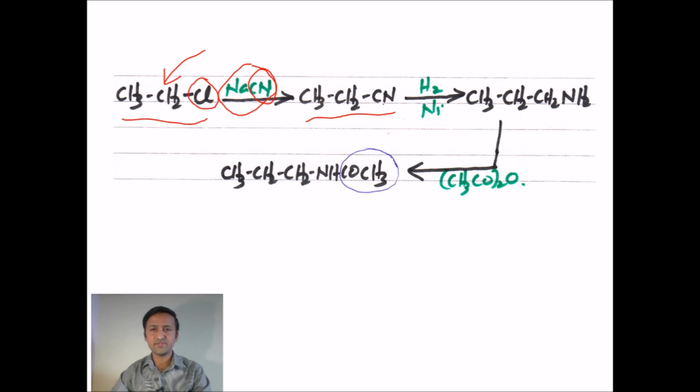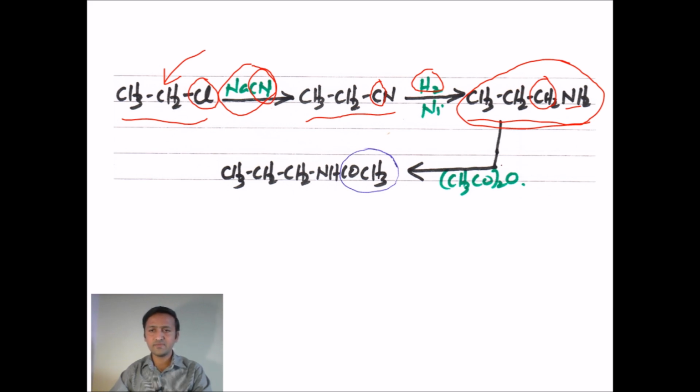Once we get this nitrile, the next step is catalytic hydrogenation, passing hydrogen gas in the presence of nickel. Catalytic hydrogenation of cyanides will form amines, right? So what happens now? The carbon of this cyanide group is converted into CH2, and N will be in the form of NH2. So we'll get formation of CH3CH2CH2NH2. This is a primary amine, or you can call it propane-1-amine.